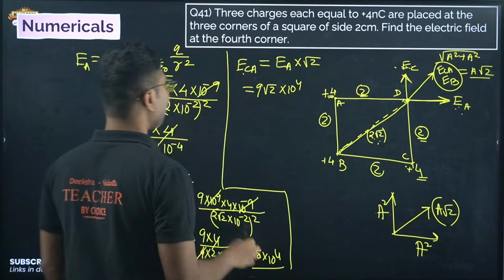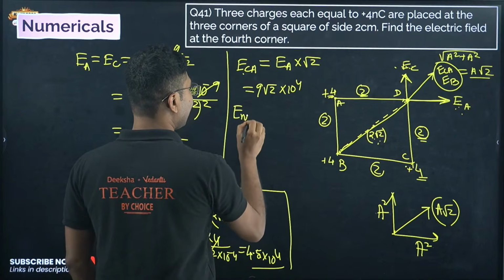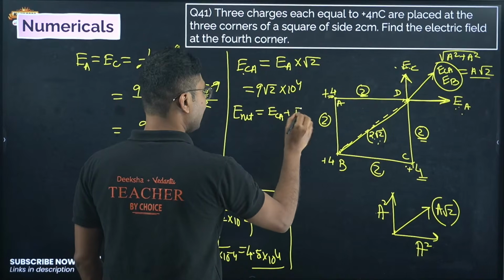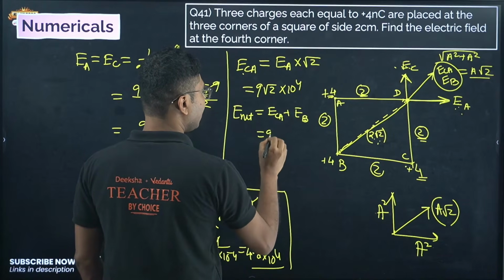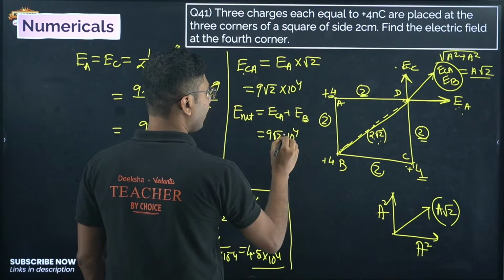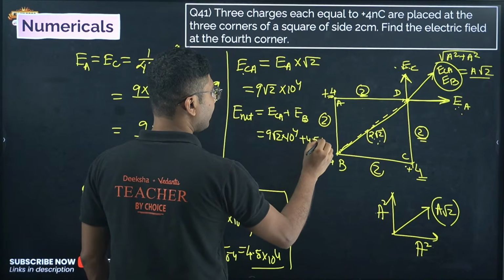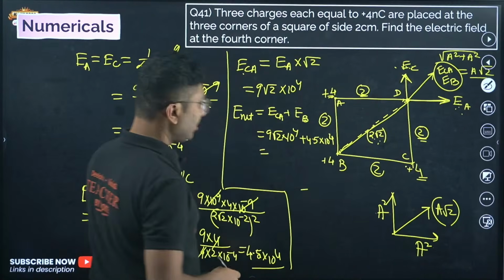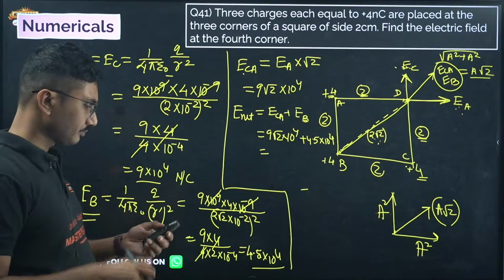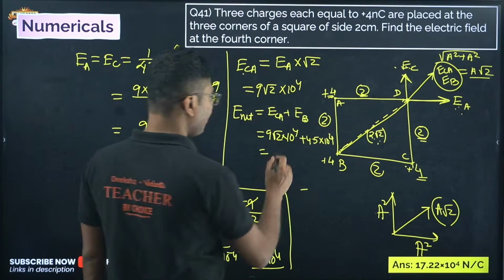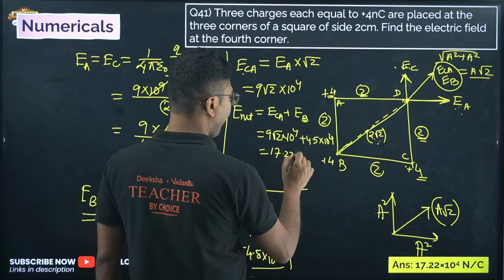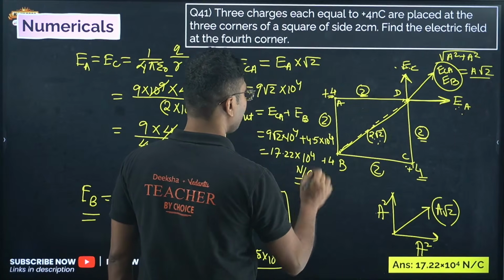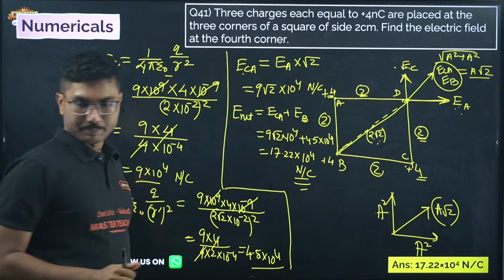When two vectors are in the same direction, you can simply add them to find the net electric field. That is ECA plus EB. That is 9 root 2 into 10 to the power of 4 plus 4.5 into 10 to the power of 4, and if you calculate them you will get around 17.22 into 10 to the power of 4 Newton per Coulomb. Make sure you add the unit as well.